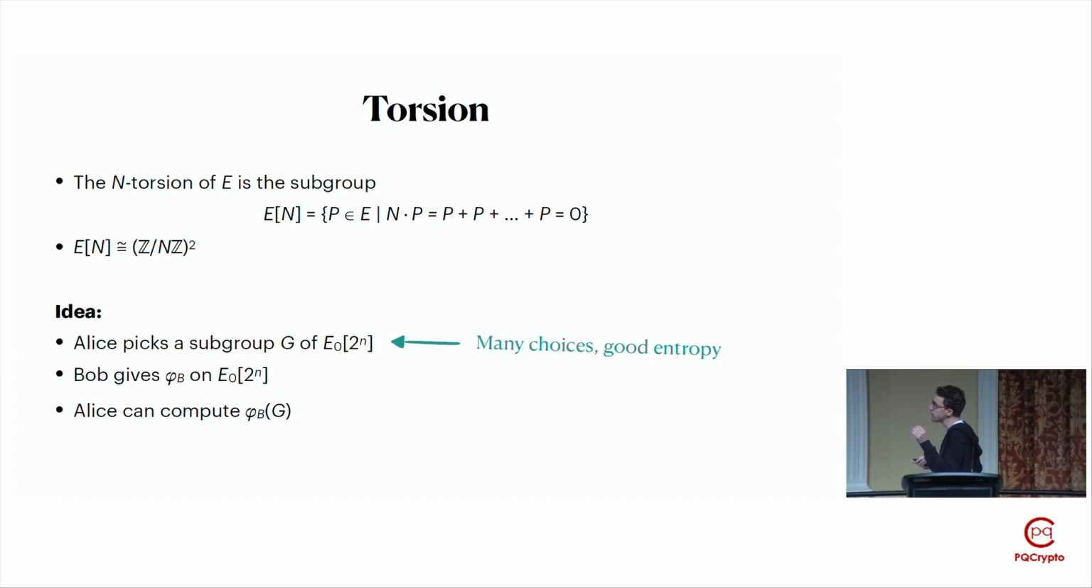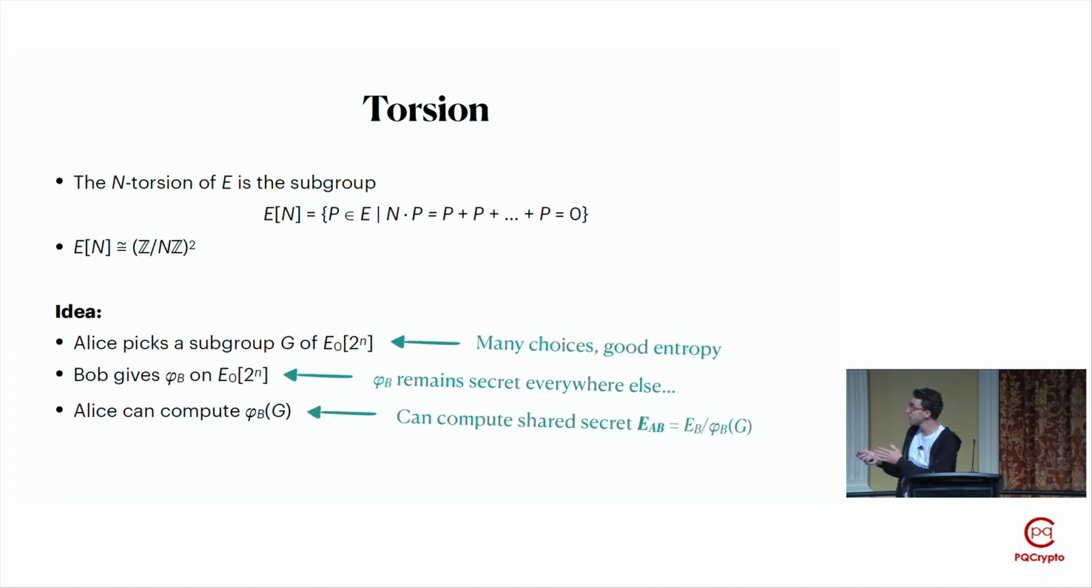Now Bob needs to give Alice the means to evaluate the image of G through his secret. So maybe he can reveal his secret isogeny restricted to the 2 to the n torsion. So just part of his secret. And we hope that this doesn't leak any information about what's happening with the isogeny outside the 2 to the n torsion. It doesn't really leak the full isogeny, just part of it, and the part that is interesting to Alice, because now that she knows the isogeny on the 2 to the n torsion, and her secret is part of the 2 to the n torsion, she can compute its image, and therefore she can compute the shared secret.